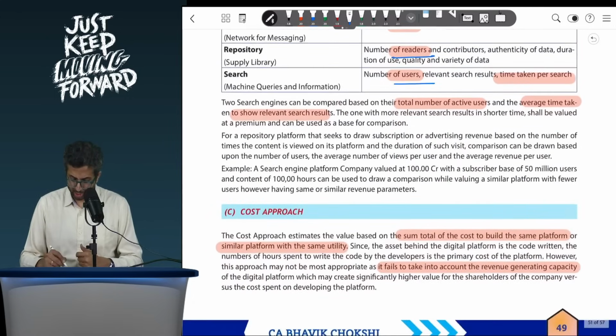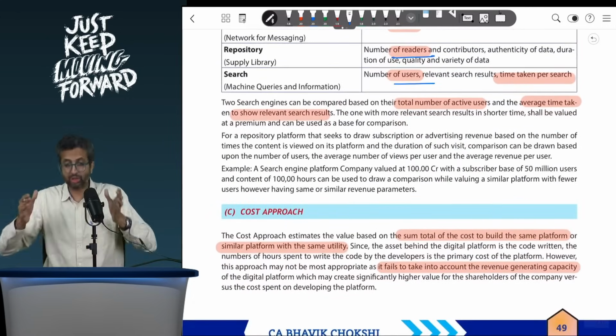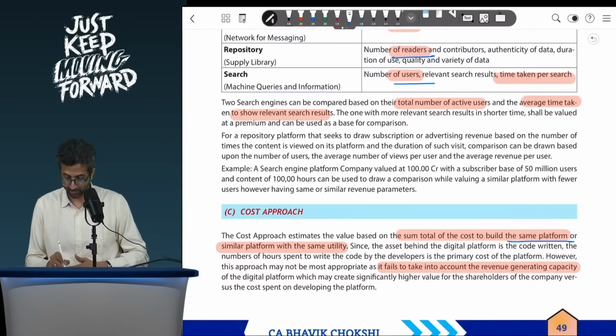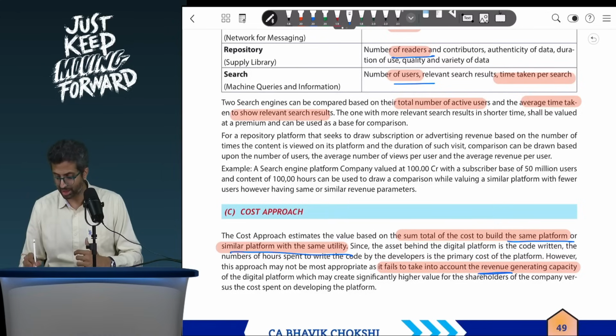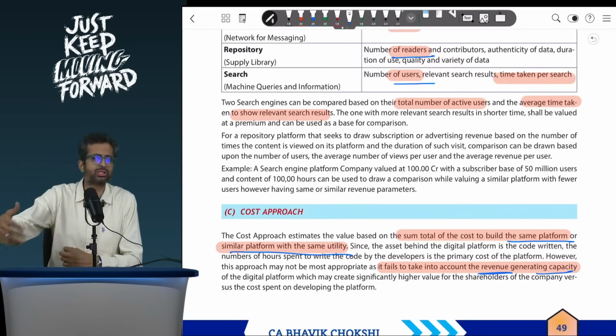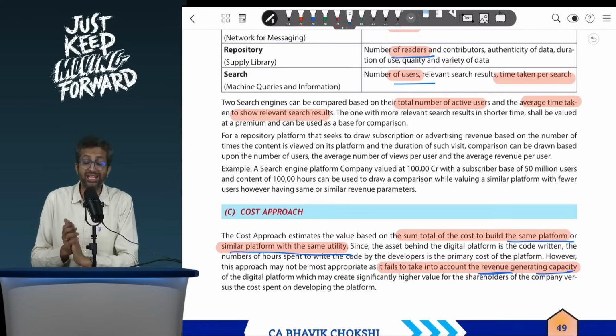The asset based approach is the total of the cost that is taken to build a platform. Again, this does not take into consideration the revenue generating capability, and hence the asset based approach is generally not one of the best ways to find the value of these emerging platforms.